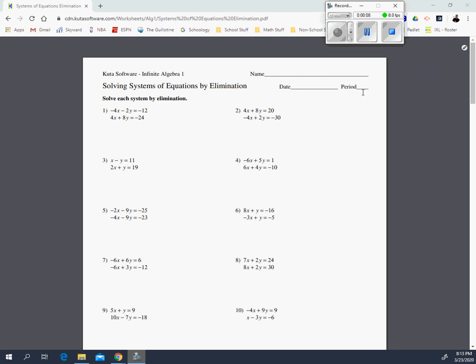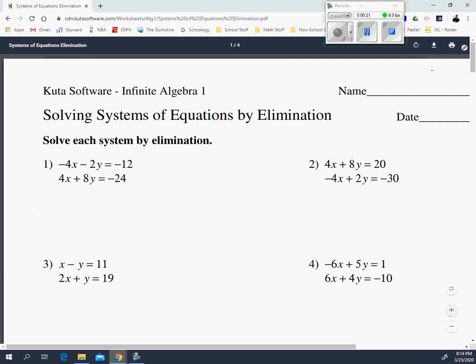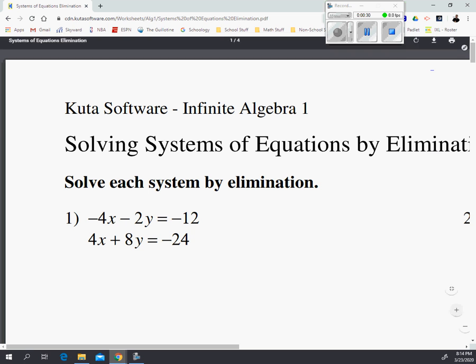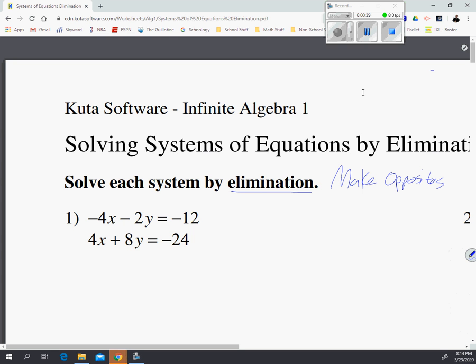What I did is I just opened up a random worksheet that I found on the internet, and I'm just gonna, real quick, try to work through a problem, just so you see some more practice problems. I'm gonna zoom in here, and these are solving questions by elimination. First off, if I'm trying to solve by elimination, my goal is to make opposites. If you remember that, elimination is make opposites, because then if we do, it's really easy.